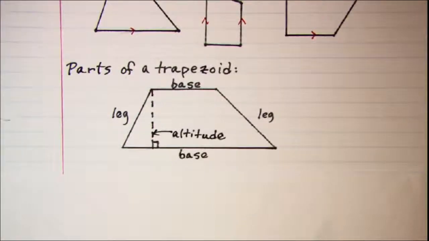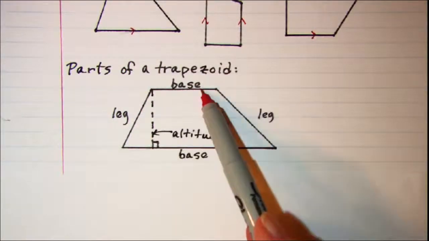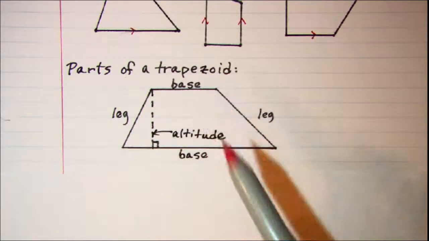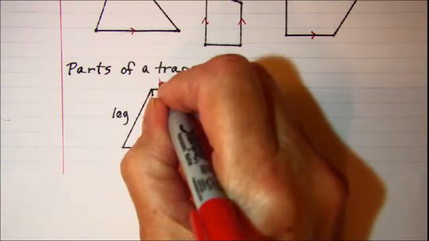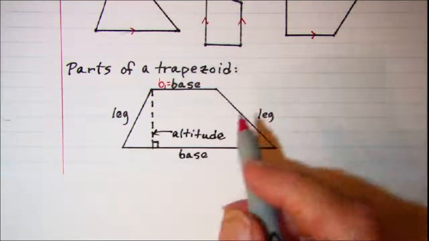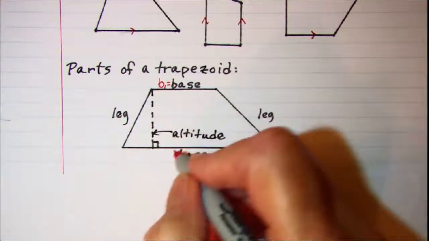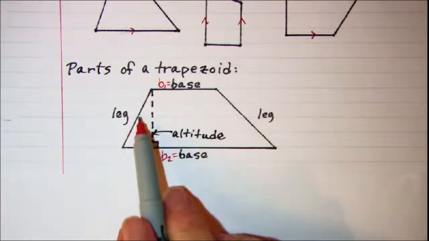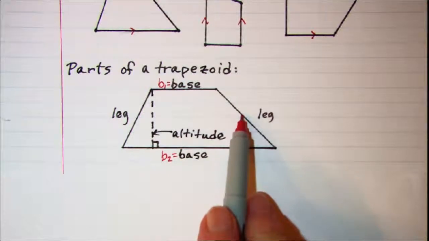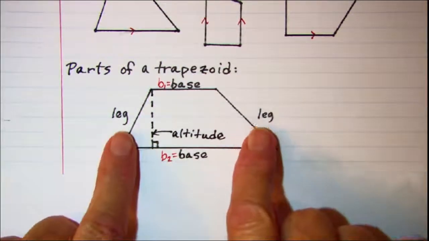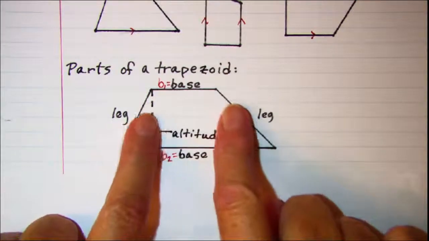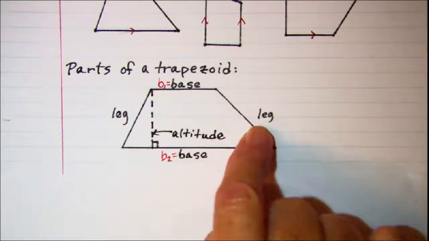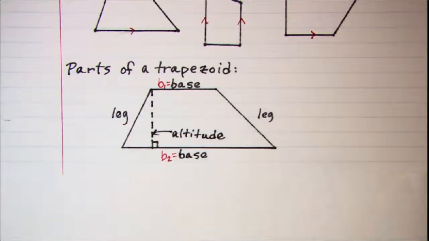Parts of a trapezoid. The two parallel line segments are called bases. And usually you designate one of them as being B1. So we'll let this top one be B1. Doesn't matter. And then we'll let this one be B2. And then the non-parallel segments are called the legs. If you have an isosceles trapezoid, these legs will be the same measure. But in this case, it's just a trapezoid, so they're not necessarily the same measure.